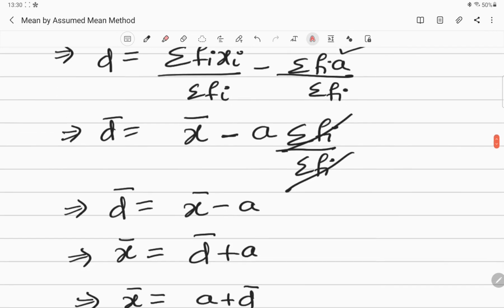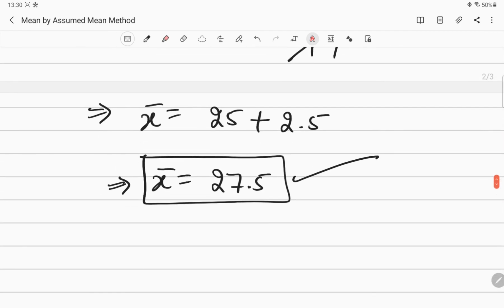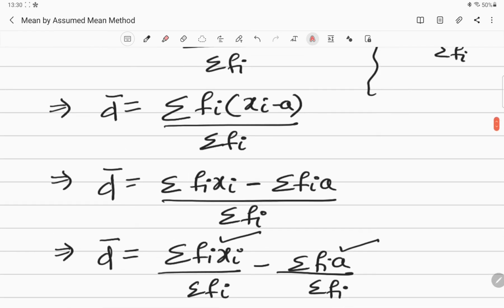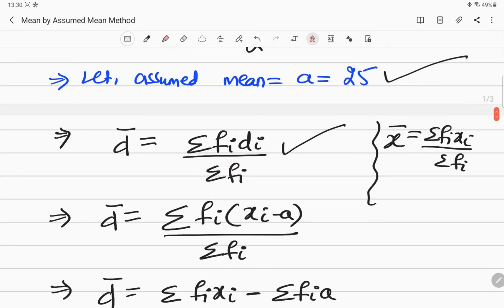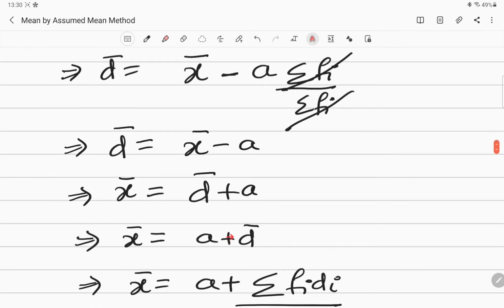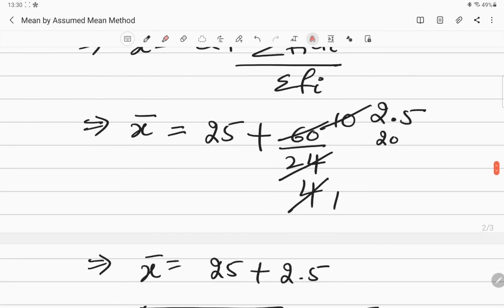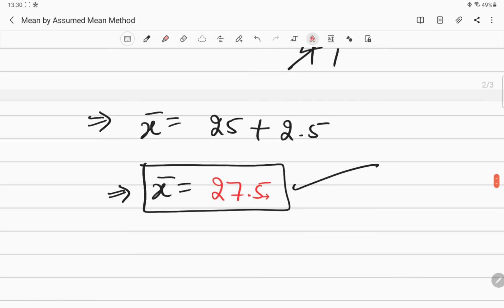See, actually we assumed 25 as the mean, but how much did we get? We got 27.5, no? So mean is deviated by 2.5. That is the meaning of it. All right, so we are going to find all these deviations, that is di is equal to xi minus a, that is 5 minus 25 and it becomes minus 20, 15 minus 25 and it becomes minus 10, like that. Then afterwards fi into di we are going to calculate. Then we did this basic algebra to find this x bar, and we substituted this value, and we got the value of mean. So that's it.